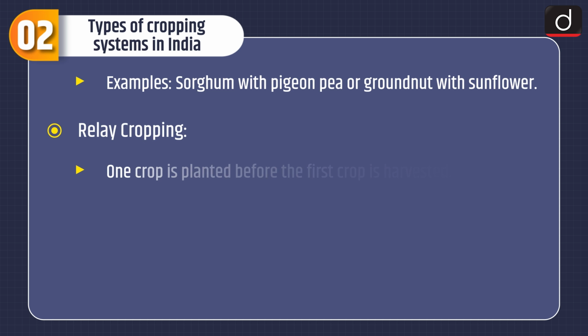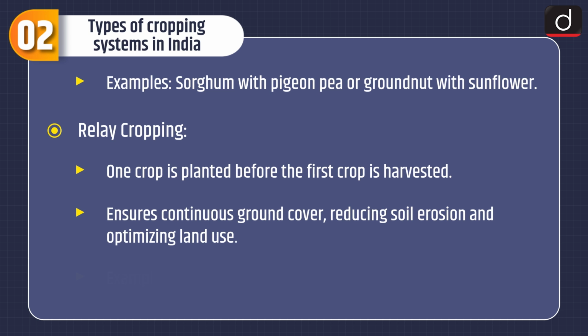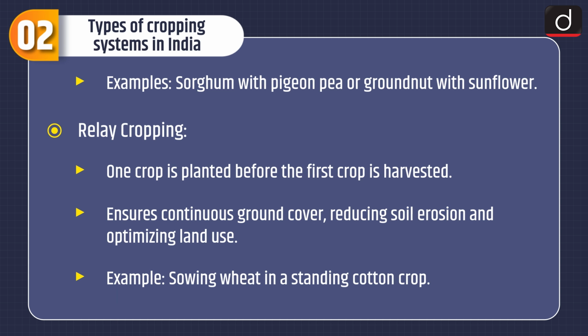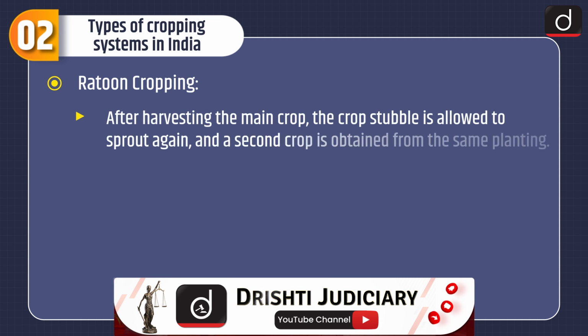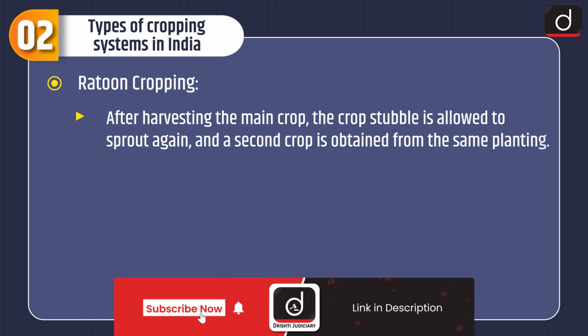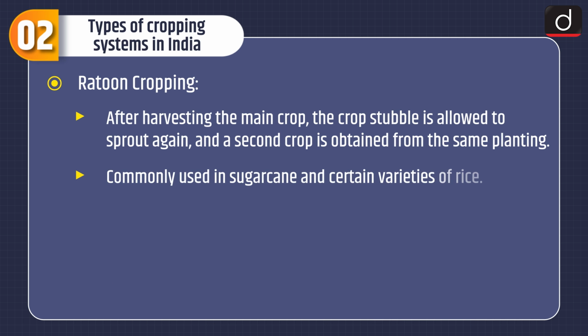Relay cropping. One crop is planted before the first crop is harvested, ensuring continuous ground cover, reducing soil erosion and optimizing land use. Example is sowing wheat in a standing cotton crop. Ratoon cropping. After harvesting the main crop, the crop's stubble is allowed to sprout again and a second crop is obtained from the same planting. Commonly used in sugarcane and certain varieties of rice.